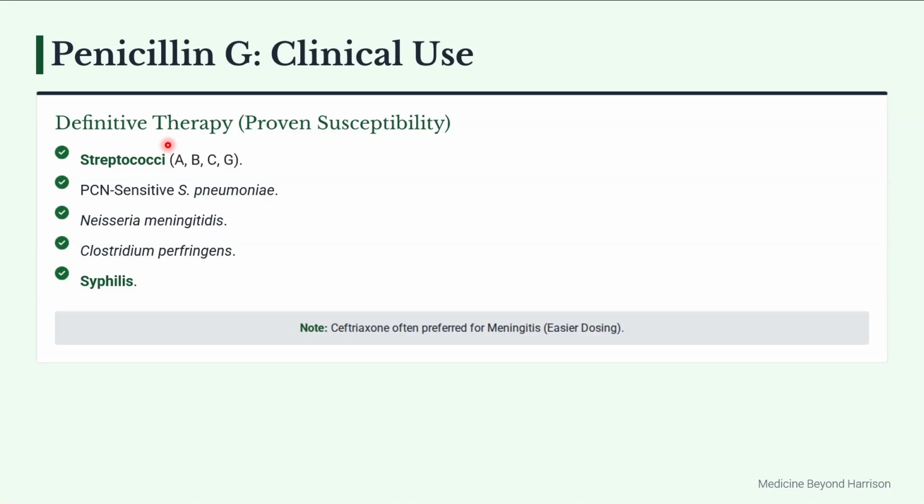Definitive therapy of proven susceptibility is there for streptococci, penicillin-sensitive Streptococcus pneumoniae, Neisseria, and Clostridium perfringens, and it is the drug of choice for syphilis. Nowadays, ceftriaxone is preferred for meningitis in cases of Neisseria and Listeria, because of easier dosing compared to penicillin G.